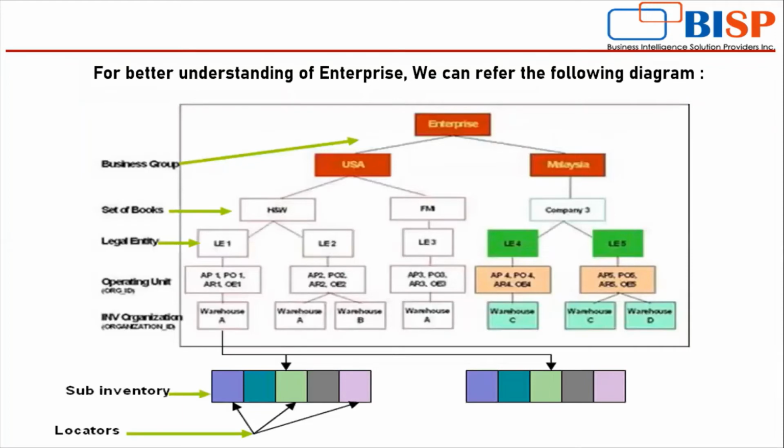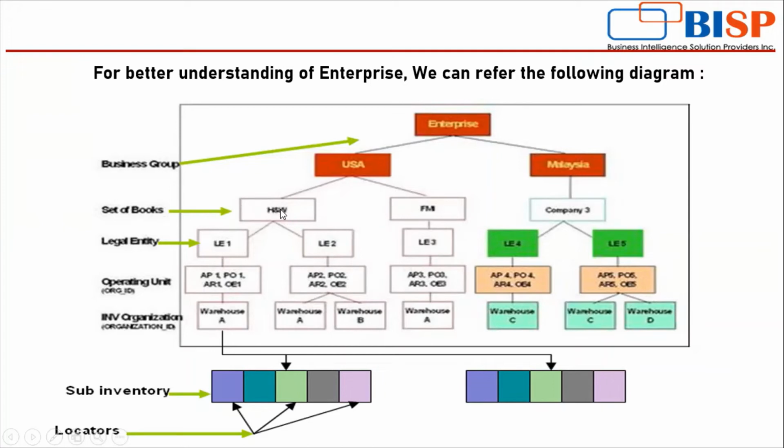For better understanding of enterprise, we can refer to the following diagram. You can see we have one business group, that is enterprise. This enterprise is operating its business in two countries, that is USA and Malaysia. Here, USA has two companies, H&W and FM, whereas Malaysia has only one company, that is company 3.